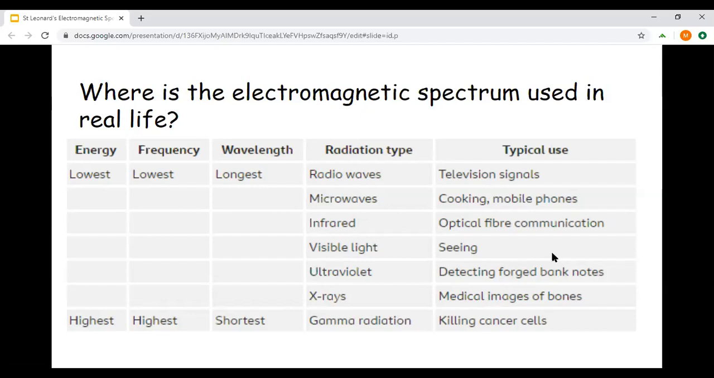Now, as we move through, we get microwaves, infrared, visible light, ultraviolet, X-rays, and gamma radiation. And gamma radiation has the highest frequency, so the highest number of complete waves per second, which means that they have an incredibly short wavelength because there's so many of them in a second.